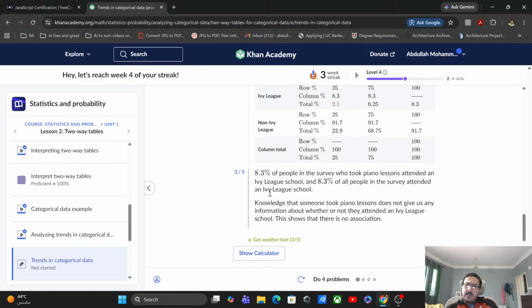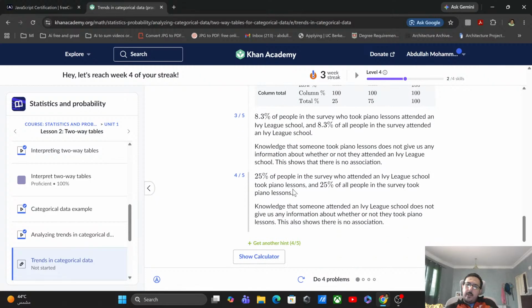Piano lessons attended an Ivy League school, and 8.3% of all people in the survey attended an Ivy League school. Knowledge that someone took piano lessons does not give us any information about whether or not they attended an Ivy League school. This shows that there is no association. No. So I said no. Okay.